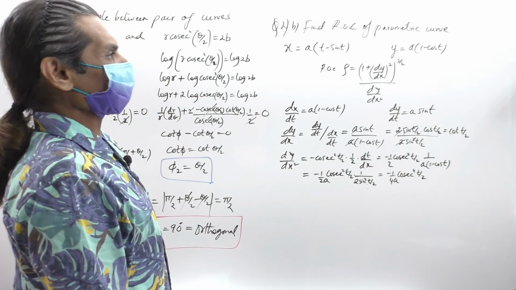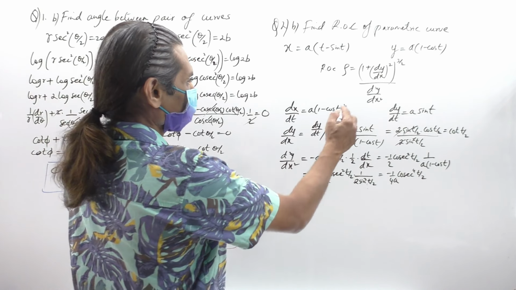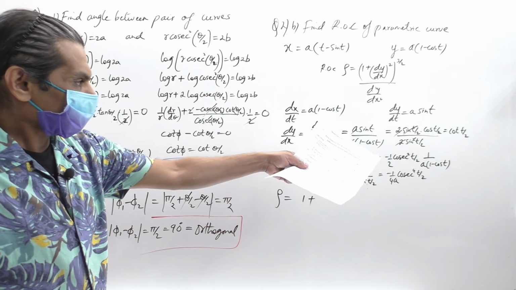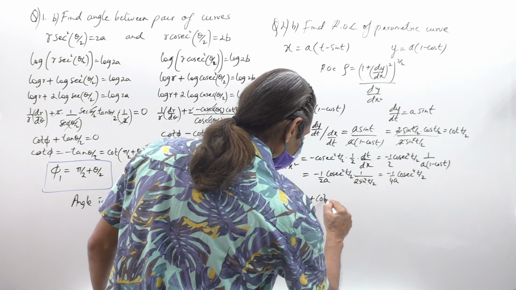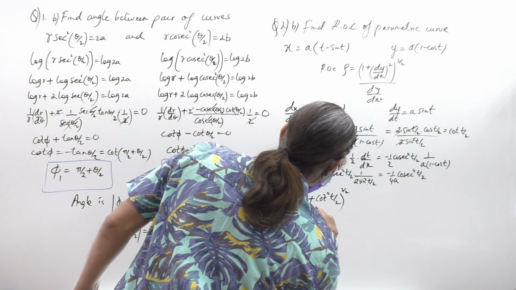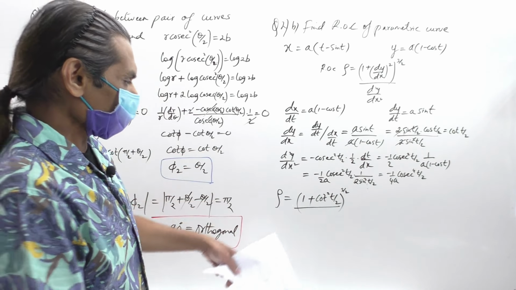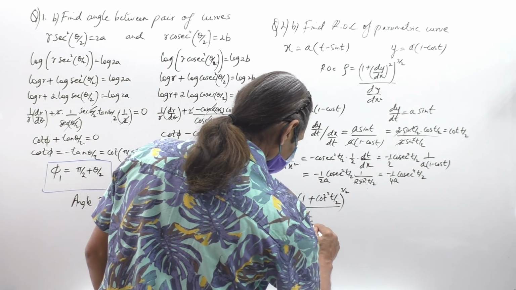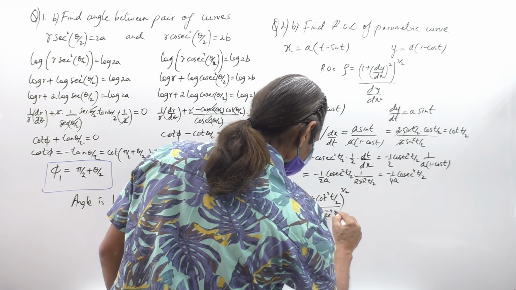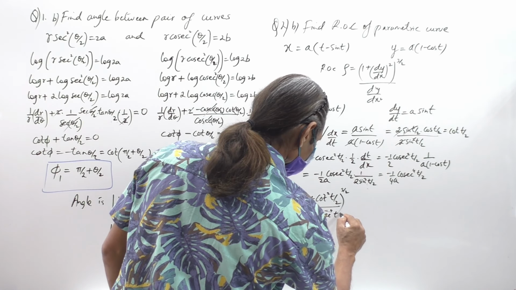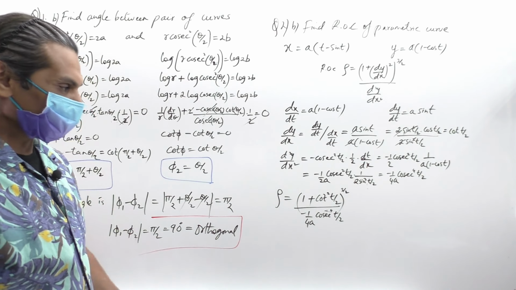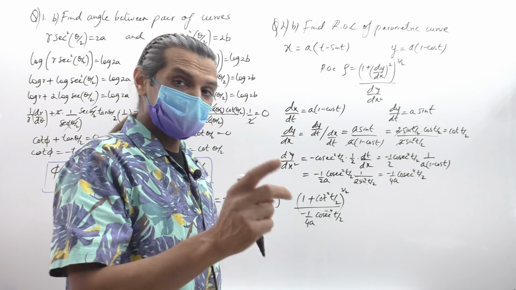Okay, so I have got both now. So now let's put them here. Therefore, the radius of curvature rho is equal to 1 plus, what is dy by dx? We have cot square t by 2, raised to 3 by 2, whole divided by d square y by dx square, which is minus 1 by 4a cosecant raised to 4 t by 2. Fine. Now 1 plus cot square is cosecant square. 1 plus tan square is secant square. 1 plus cot square is cosecant square.